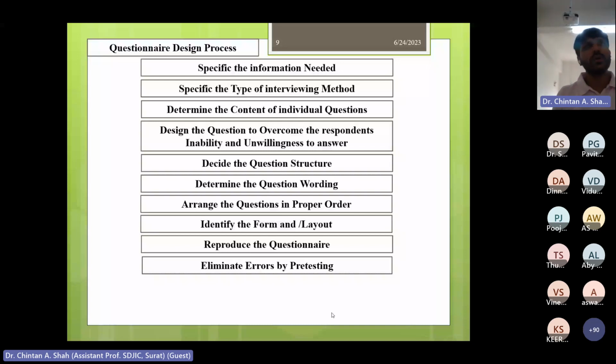Designing the questions to overcome the respondents' problem in terms of inability and unwillingness to answer. People are not ready to answer, people are not ready to share their income, but you can make a range of that particular thing, and people are ready to answer your questions. Deciding the structure of the questionnaire, determining the question's wording, what kind of words you have to inculcate: make it simple, make it understandable, so people can understand and you can easily communicate.